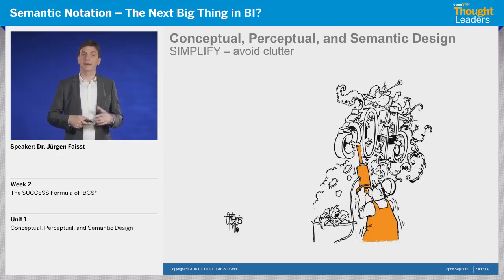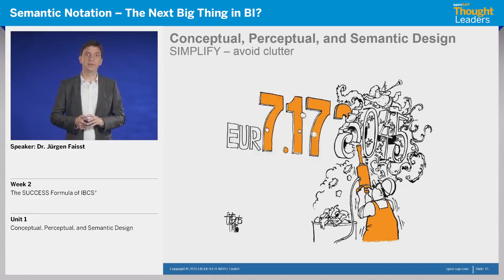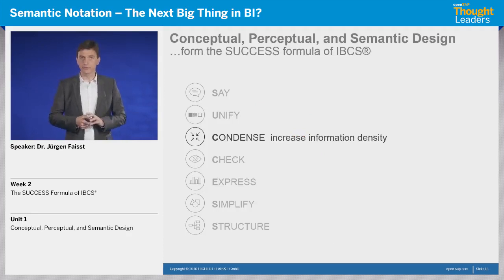Let's look again at a cartoon. You see nothing because there is too much clutter around those numbers, and if you remove that clutter, you can immediately read the 7.17. Once we have removed all that visual clutter, we do not remove the information, we remove the visual clutter.